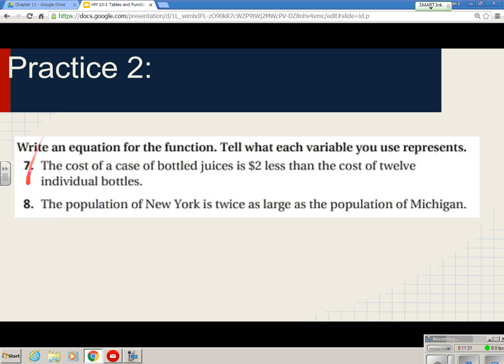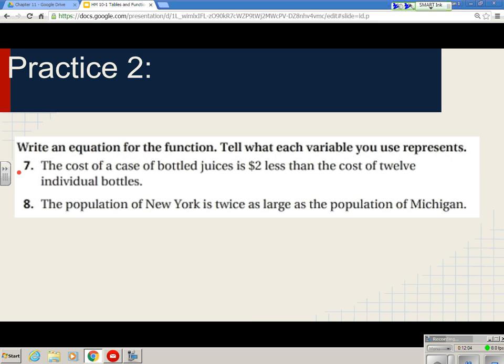All right, so here are 2 problems you're going to try on your own. Remember, first, write down what the variables are going to be, and then go ahead and try to solve or create an equation using your variables. Now, for those that want a little extra help, I'm going to go through number 1. If you think you can do this on your own, pause the video at this point. So number 7 says the cost of a case of bottled juices is $2 less than the cost of 12 individual bottles.